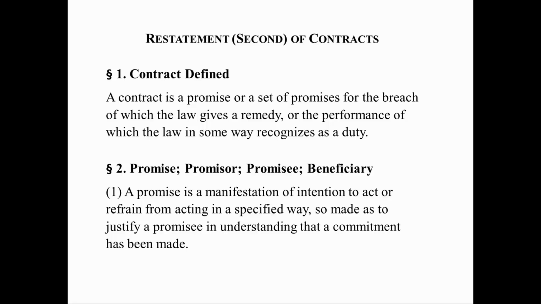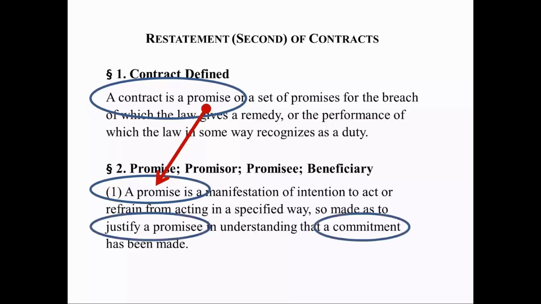Notice that Section 1 of the Restatement defines contract in terms of a promise or a set of promises. And Section 2 tells us the legal definition of a promise. Here's where we get some guidance about what kind of intent a court will require. To be a promise, the manifestation of intention to act must be made in a way that justifies a promisee in understanding that the promisor is making a commitment.